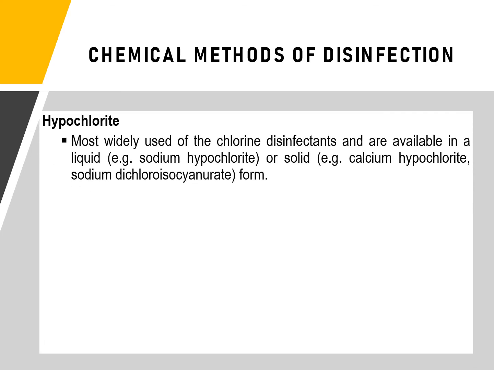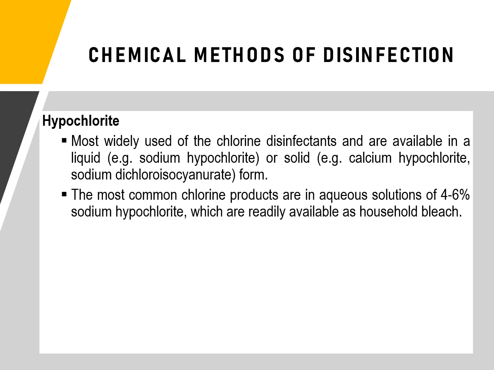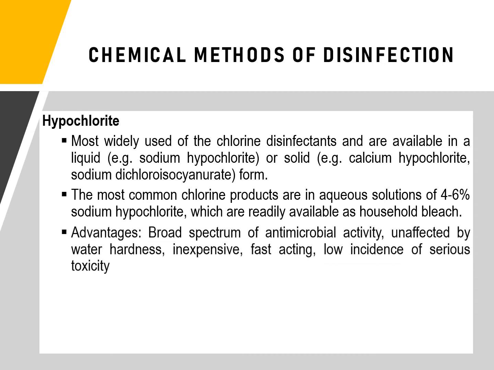We also have hypochlorite, which is the most widely used of the chlorine disinfectants and is available in liquid or solid forms. The most common chlorine products are aqueous solutions of 4 to 6% sodium hypochlorite, readily available as household bleach. Dilutions of bleach should be made up fresh weekly to prevent the loss of germicidal action during prolonged storage. A 10% solution of sodium hypochlorite is an effective agent against bacterial and viral contamination.